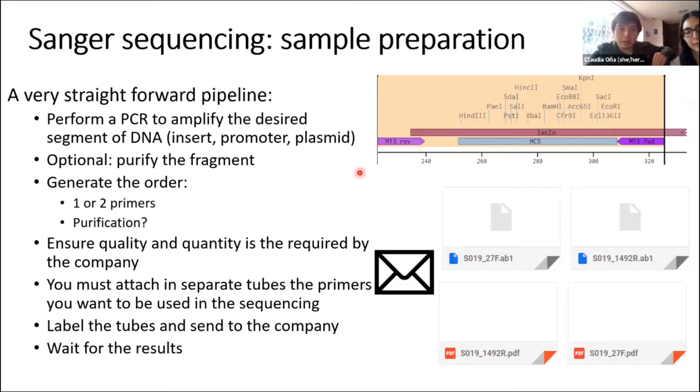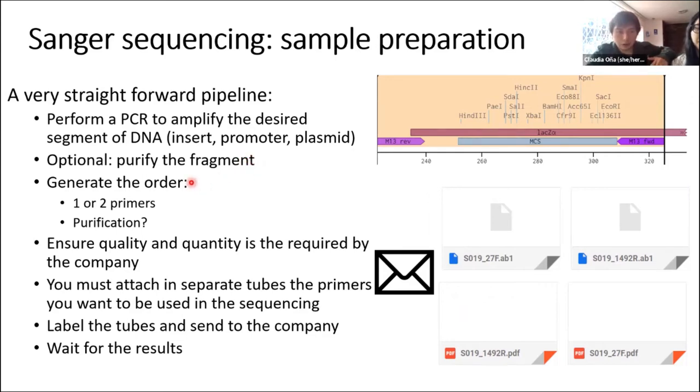So once you have your isolated DNA that you want to sequence, optionally, you can purify the fragment. To do this, you can run it in a gel, isolate the band that you are interested in, and then use a gel purification kit so that you get rid of primer dimers, primers that were not used in the reaction, some of the protein of the enzyme, etc. But this is optional.